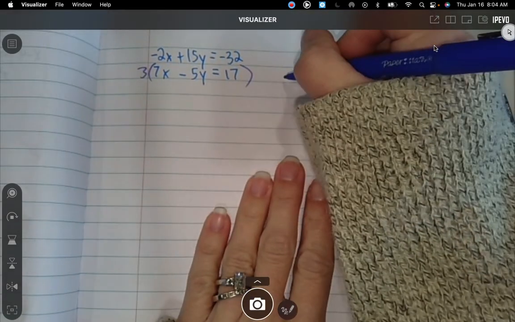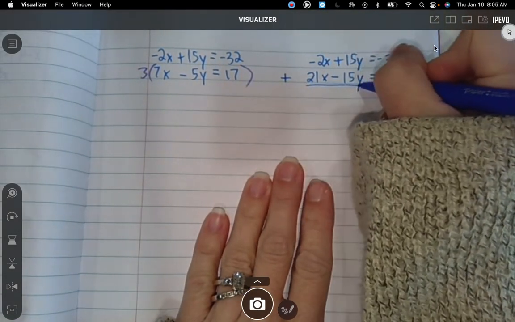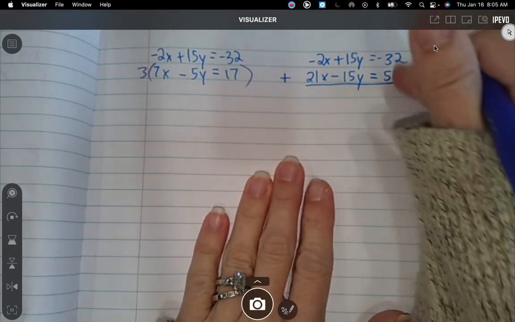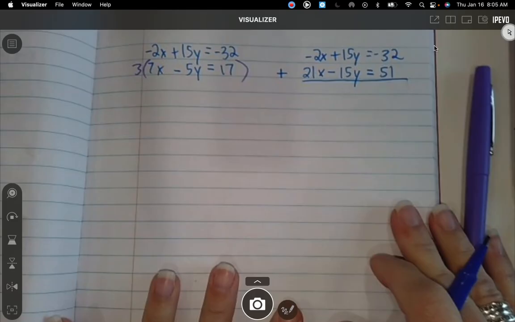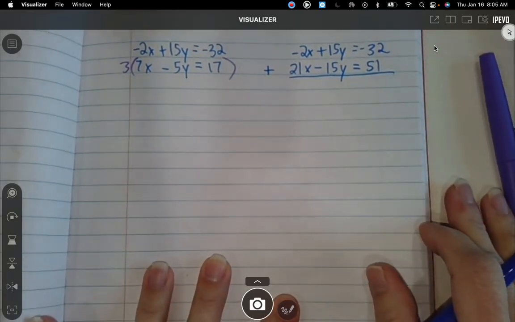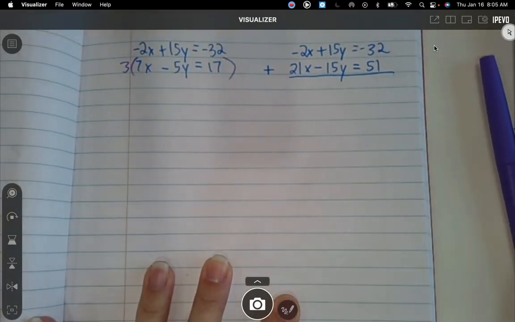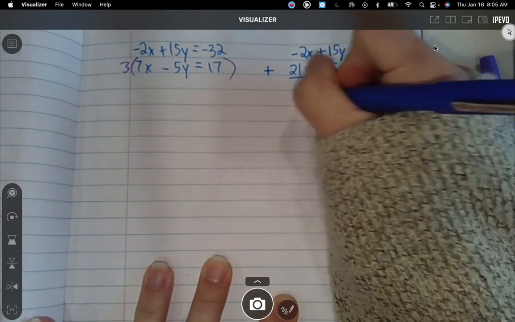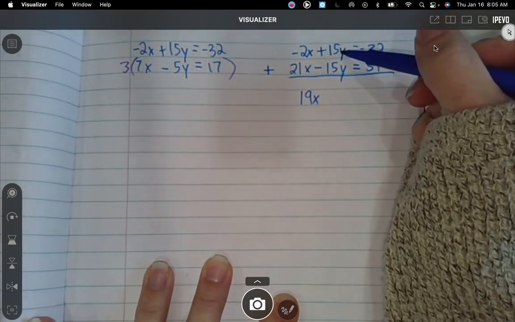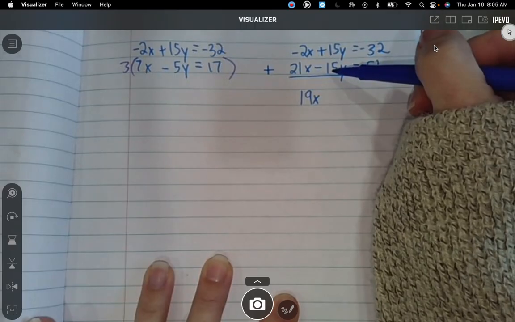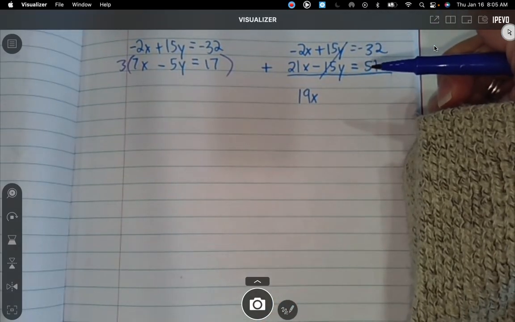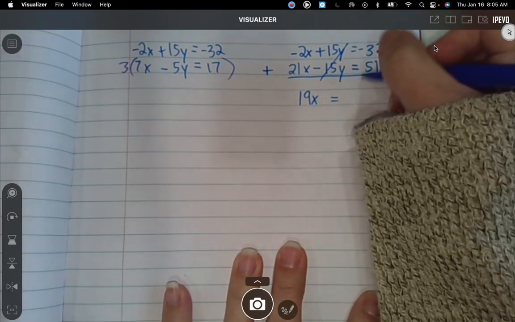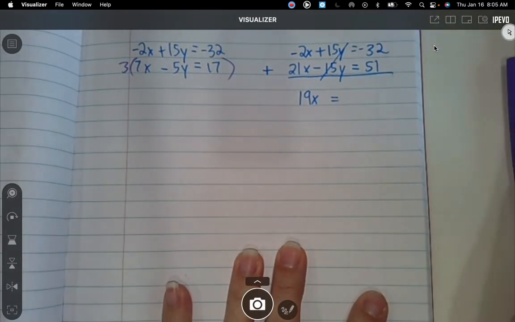Okay, so let me put a big old plus sign and let's make it look like a problem. This reminds me of math from a long time ago when you just line everything up and add. So what is negative 2x plus 21x? That is 19x. What is 15y plus negative 15y? That was the whole point. Eliminate the y's. And then equals, what is negative 32 plus 51?